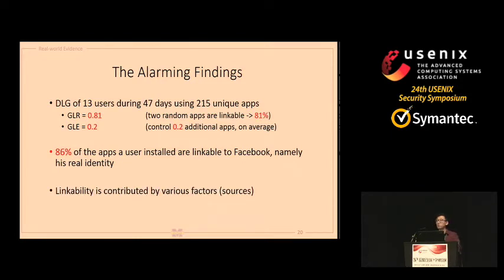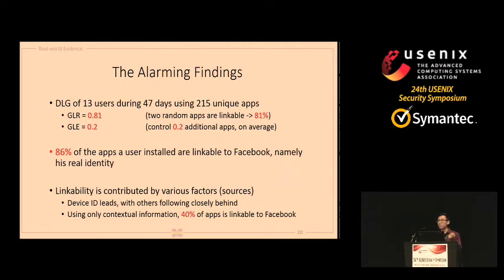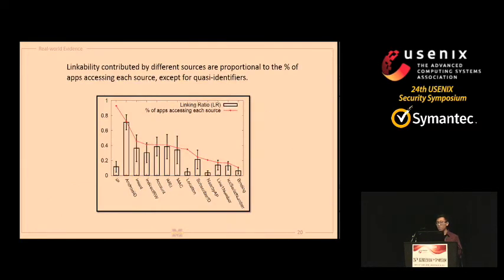All these linkabilities come from different sources, not just limited to device identifiers. Actually, only using your location information and the nearby access points, the adversary can associate 40% of the mobile applications to your real identity, namely the Facebook app. More specifically, we found that the linkability contributed by different sources is proportional to the percentage of apps accessing each source, except for the case of IP location and nearby AP, because they are quasi-identifiers and they're less identifiable. So for example, as we know, location can identify a user. If someone knows your work address and knows your home address, they can pretty much identify you. However, most of the applications you use, you do not use them at home or at work. Therefore, it means if one app requests location information, it cannot necessarily identify you.